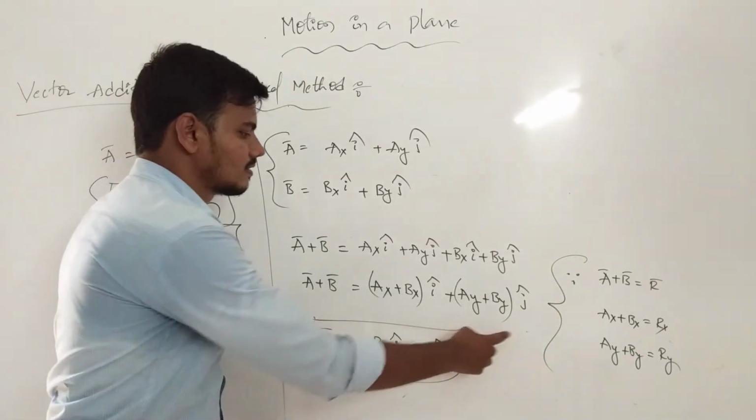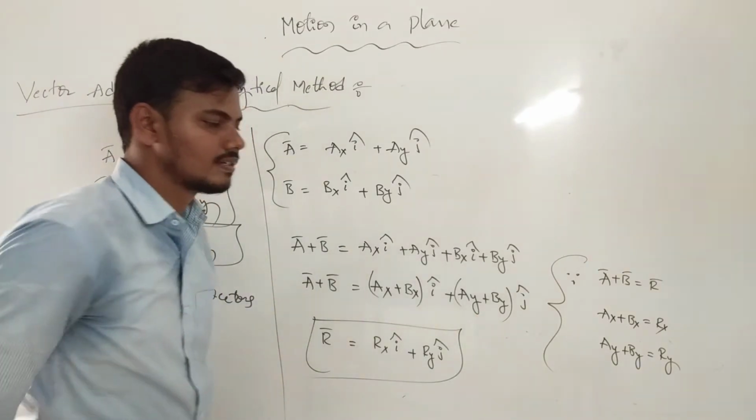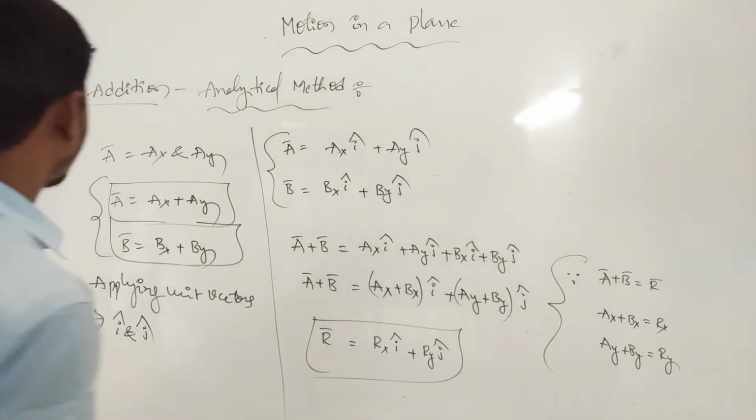Those we can introduce. This one is Rx and Ry. This interpretation is known as vector addition.